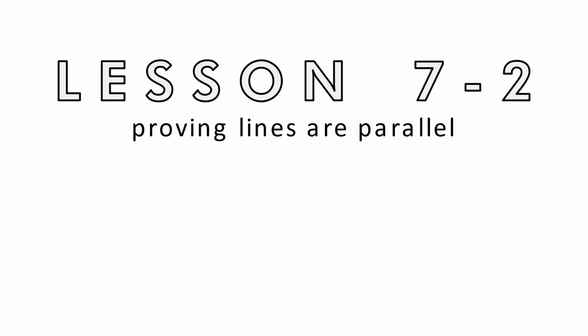Alrighty, so this is lesson 7-2, and we are going to be proving lines are parallel. That's the name of the lesson, proving lines are parallel. If you remember from lesson 7-1, we kind of introduced these parallel lines and the angle relationships that they form.